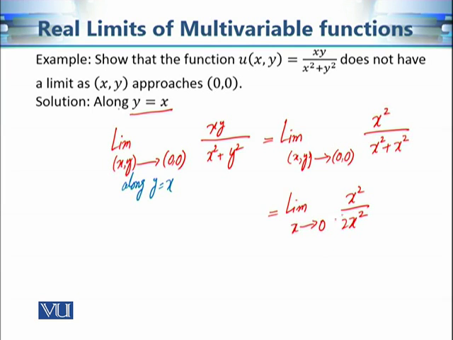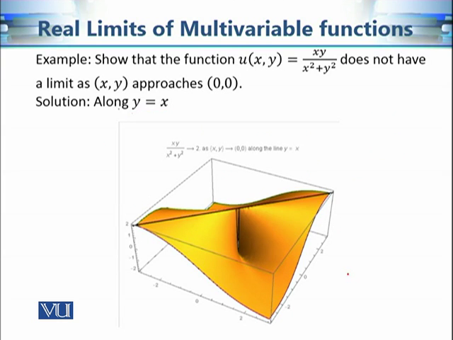And of course we can cancel out x square over x square, because x is not equal to 0, it is in fact approaching 0. If it is equal to 0, then we cannot cancel out 0 with 0, so it is in fact equal to 1 by 2. Now let's see what is happening graphically.